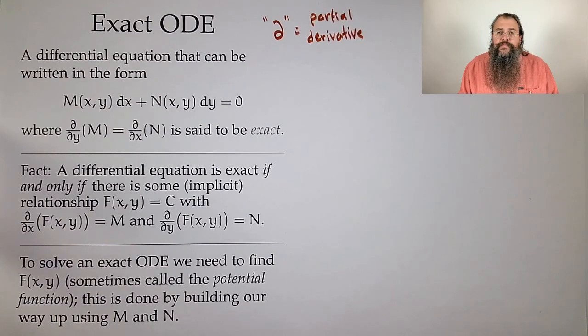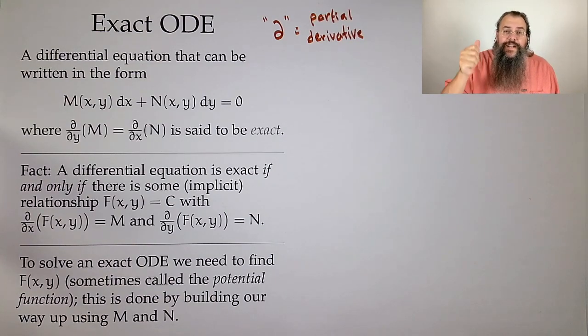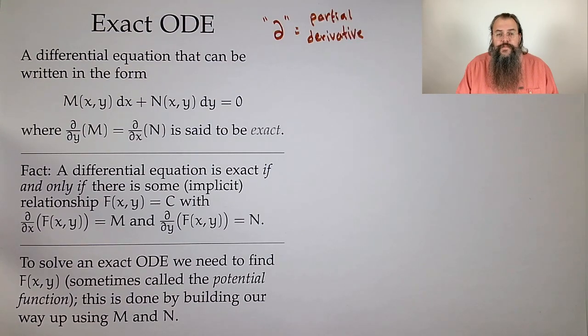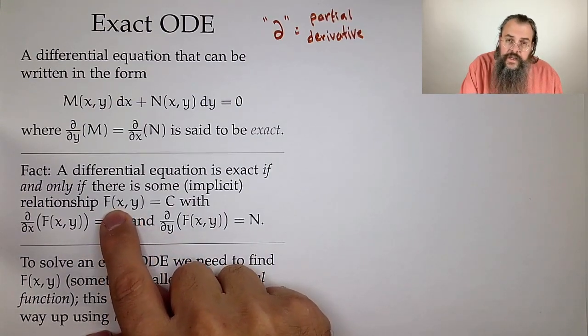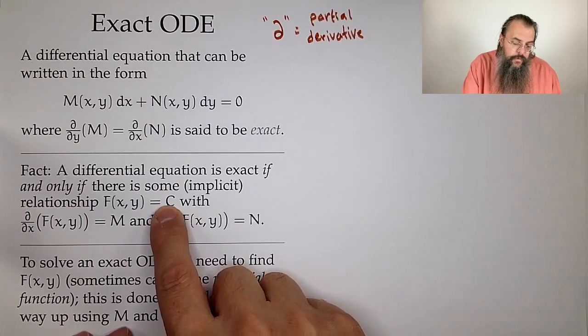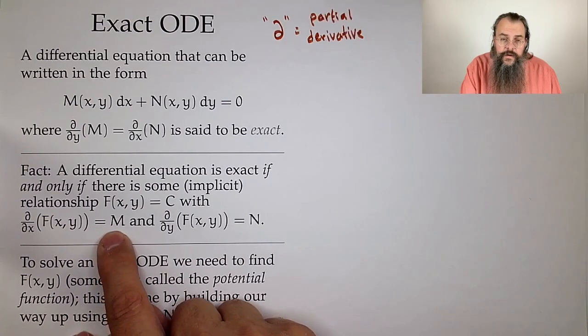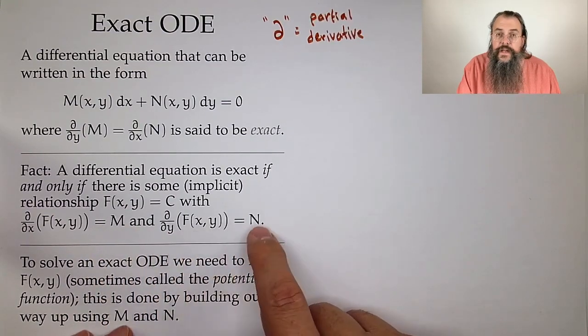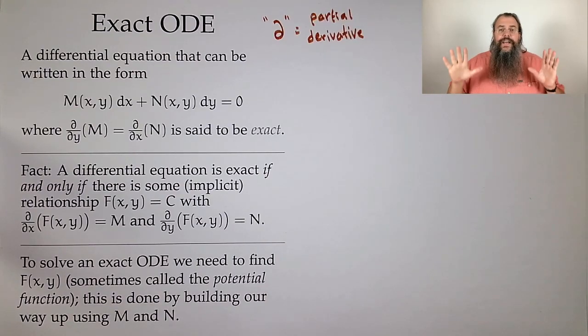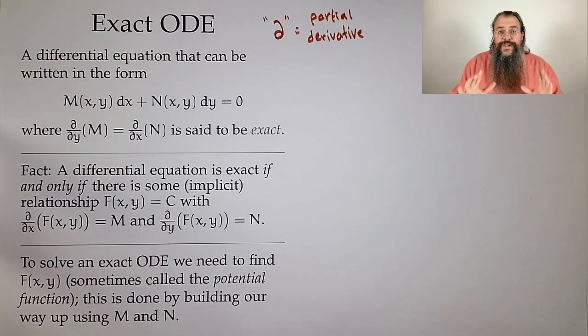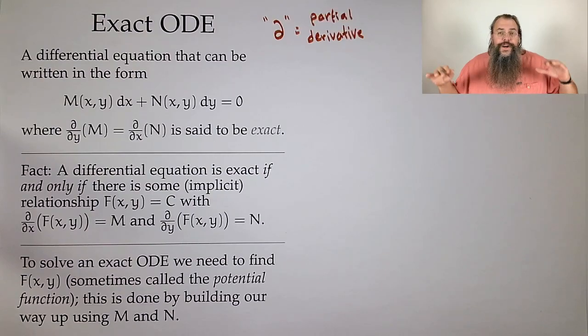All right. Well, why do we care? And how does this help us? So it turns out that these exact ordinary differential equations can only come up in a very particular way. In fact, there's only one way that they can be formed. And what it turns out is that there's some function f of x, y equals c, where when we take the partial derivative of that function with respect to x, we get M. We take the partial derivative with respect to y, we get N. Now, let's take a step back and really say what's going on, because I think it's important to understand why this works and how this ties into one of our underlying ideas.